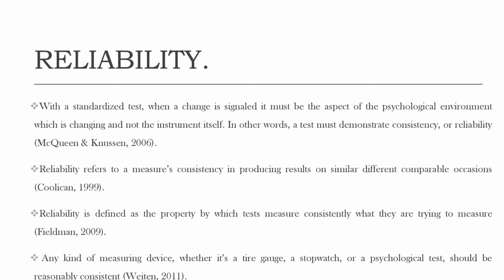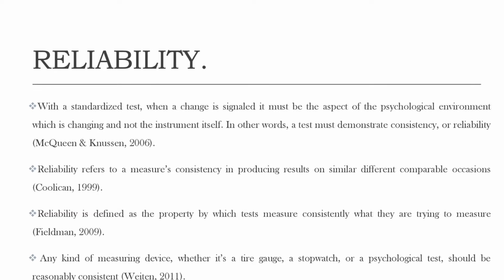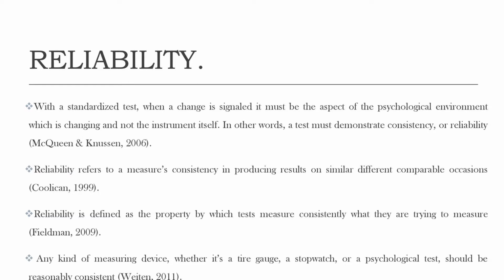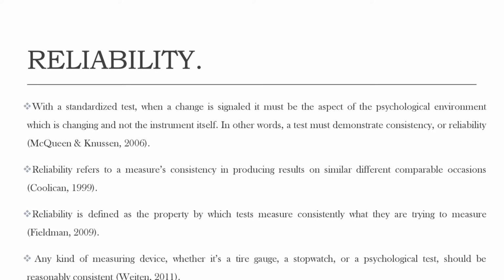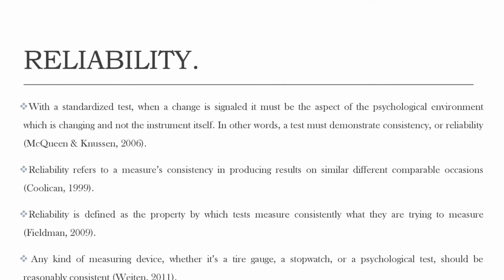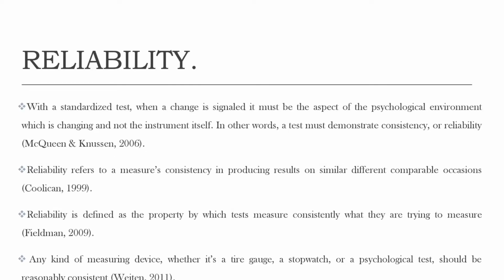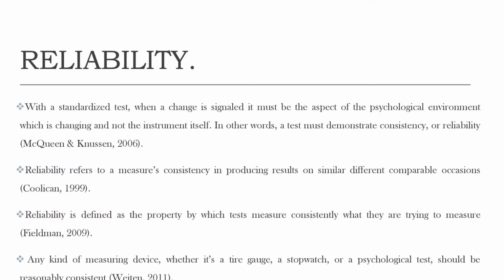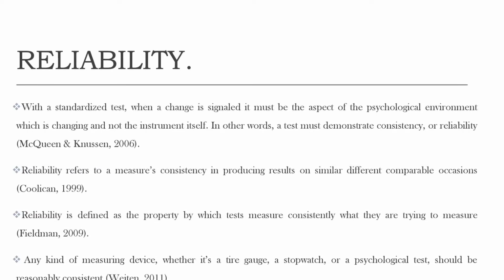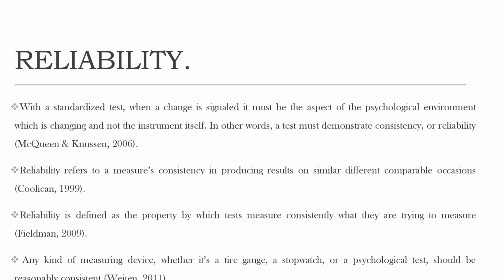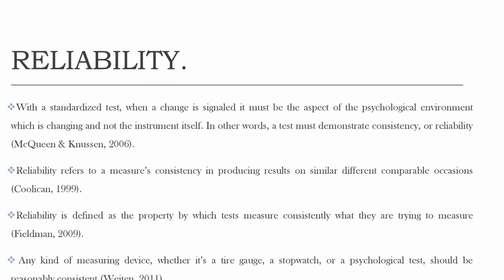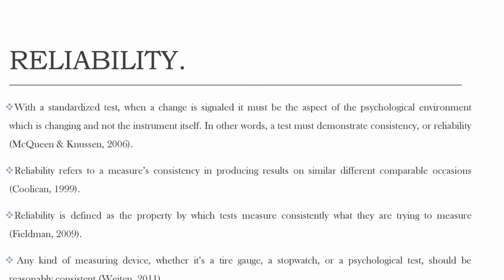Reliability refers to a measure's consistency in producing results on similar or comparable occasions. Another definition is that it is the property by which tests measure consistently what they are trying to measure. So, any kind of measuring device, whether it's a tire gauge, a stopwatch or a psychological test, should be reasonably consistent. High reliability indicates high consistency and low reliability indicates inconsistency.